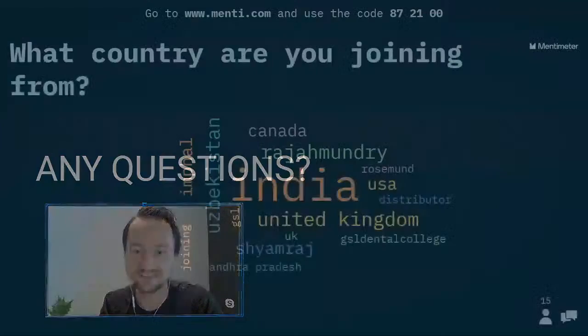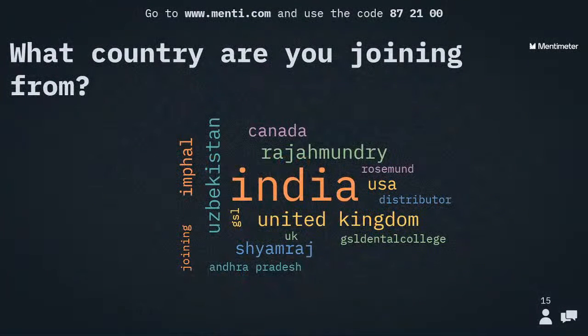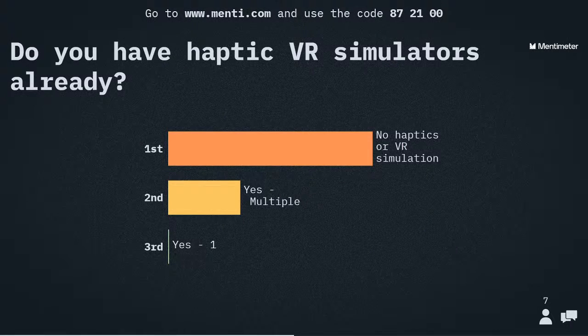Here's back to the Mentimeter just to show you some of the countries which have joined us today: Uzbekistan, and a large amount from Canada, where I'm based today. We've not had anyone who just has one simulator, but we've got a number of universities which have a classroom of multiples.